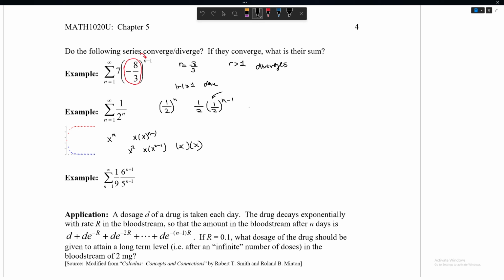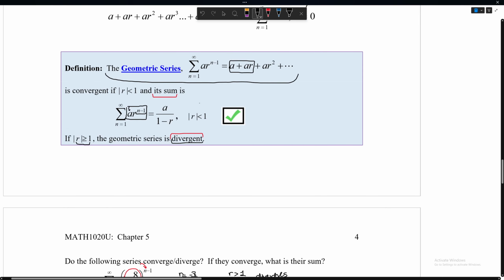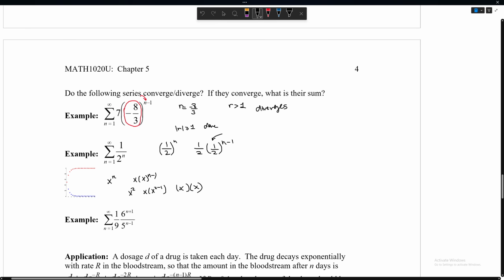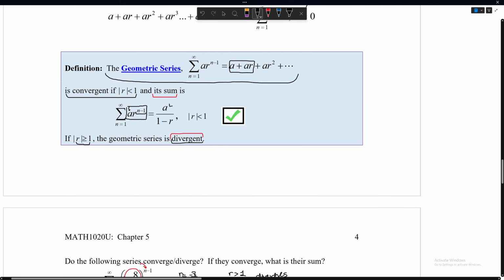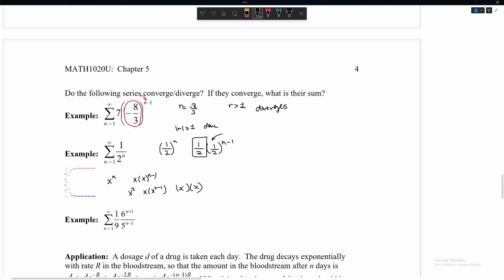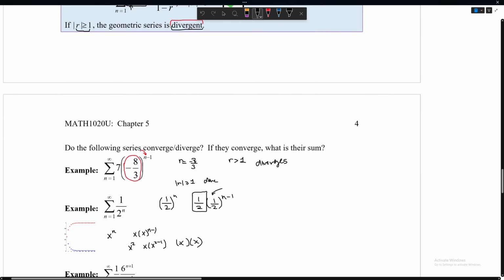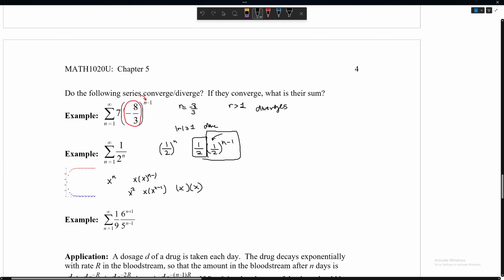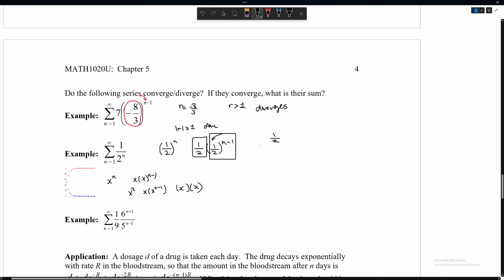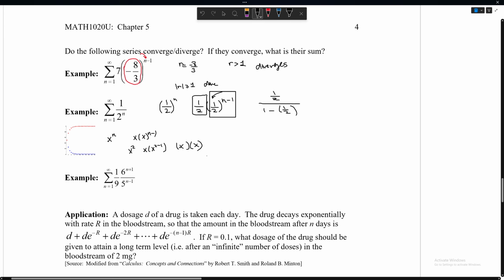And your R is 1 over 2, which is half. Half is less than 1. And you see, if R is less than 1, it's convergent. So our R is less than 1, so now we can get our sum. You plug in your 1, and our 1 here is actually this, because this is your R. And you see A times R to the n minus 1, so this whole thing is your R to the n minus 1. And so this is your A. So it becomes 1 over 2 divided by 1 minus R, and our R is 1 over 2. And you just do the math here and get your answer.